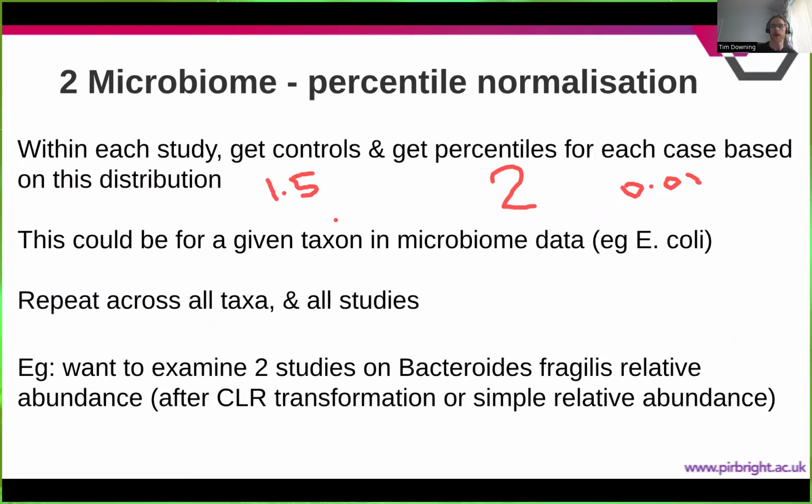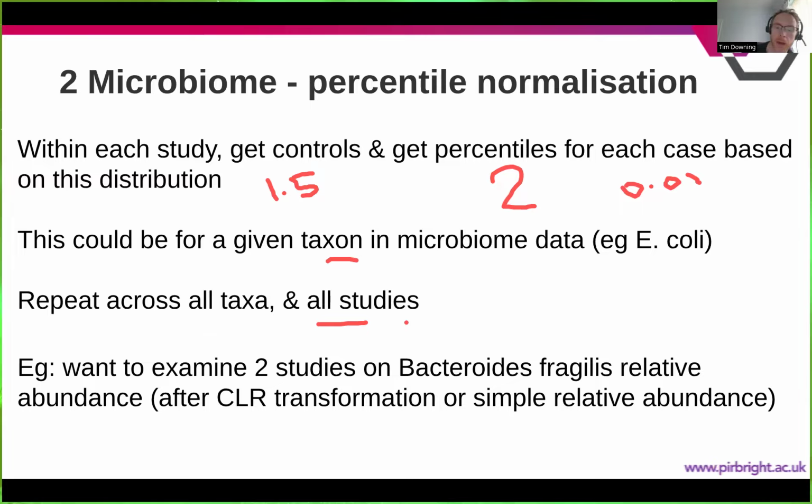So we're trying to get the cases data and get the percentiles of where they lie in the distribution of controls, which means that we take the percentiles and analyze that. We don't actually need the data directly from the controls, but we have therefore normalized our cases based on the controls. And this, in the context of microbiome data, could be for a particular taxon of interest. And we do this for all our taxa across all our studies.